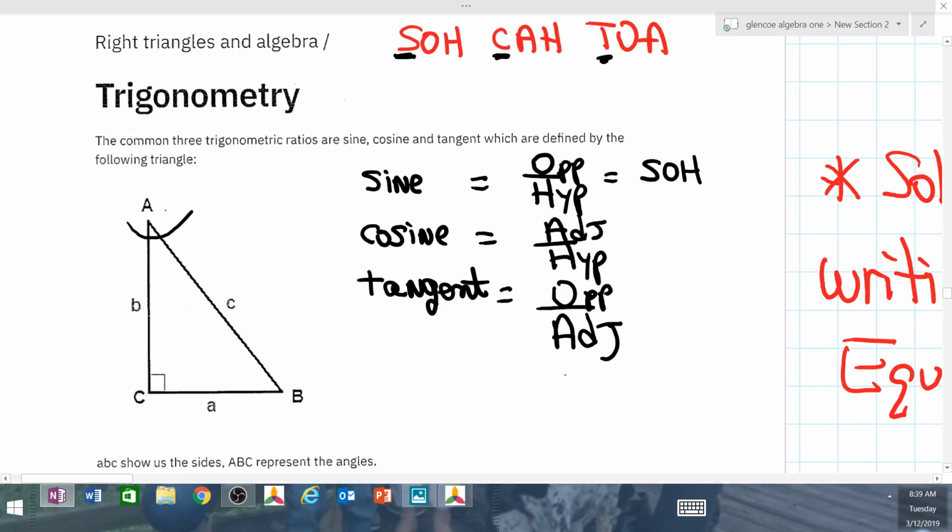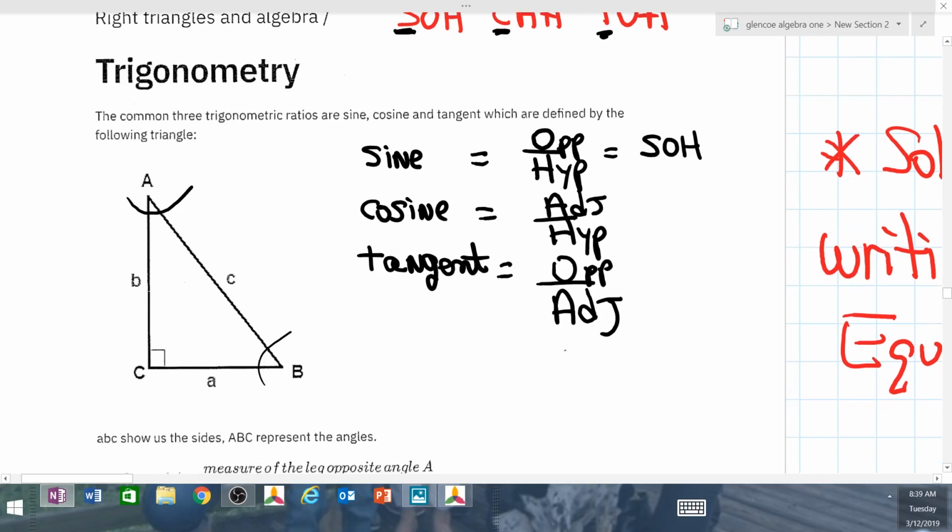So the side opposite angle A. All your angles are named with capital or uppercase letters. The side opposite angle A would be side A. The side opposite angle B would be side B. And the side opposite angle C would be side C.